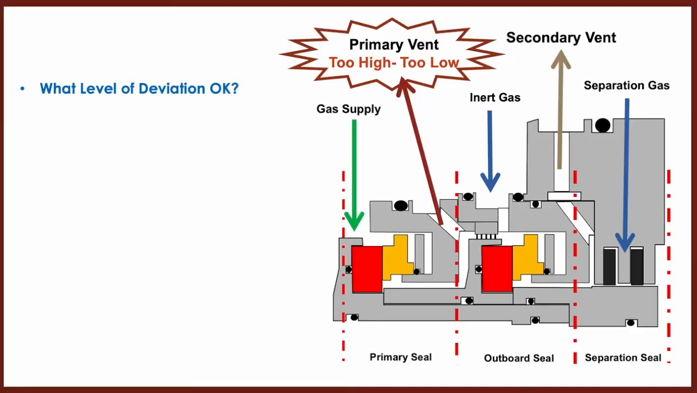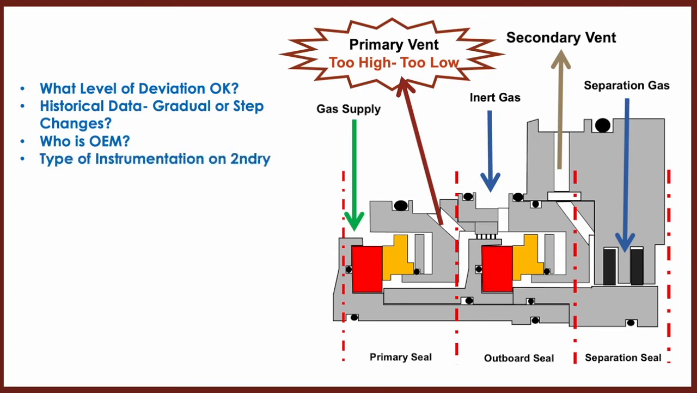Okay, now what kind of vent pressure would be totally unacceptable? Or how far can you confidently go above or below the limits? Well, it all depends on historical data. Like, was it a gradual change or a step change? Who is the OEM? What kind of instrumentation or access do you have to the secondary vent?